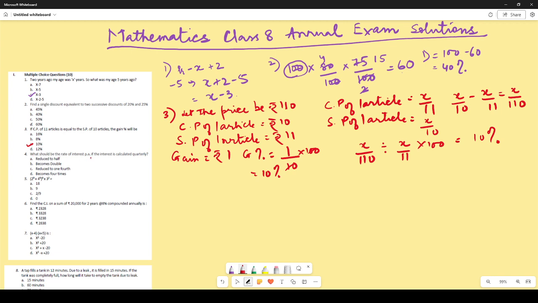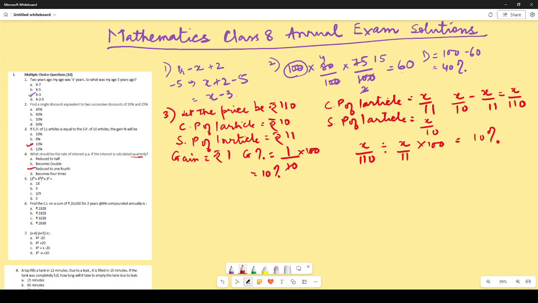Okay, now let us take up the next question. What should be the rate of interest per annum if the interest is calculated quarterly? See, quarterly means it will be reduced to 1/4. The entire year will be broken into 4 segments and the interest will be reduced to 1/4. Now the fifth question.